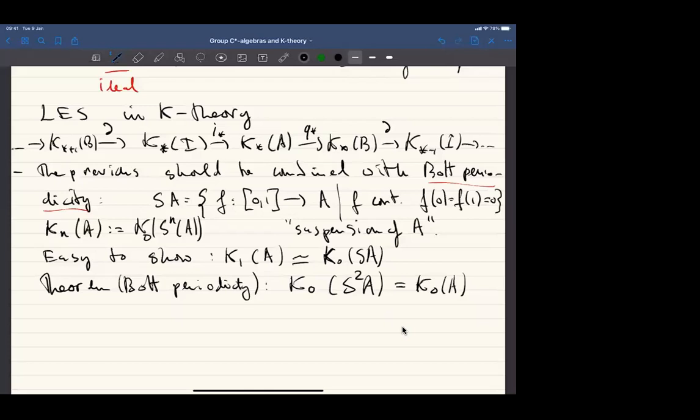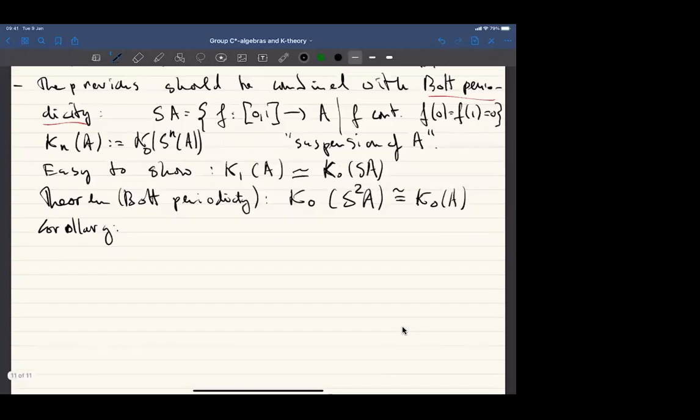But so this is somehow a structural result, that the K-theory of this double suspension brings you back to degree 0. And as a corollary, this long exact sequence that I have there is actually much shorter.